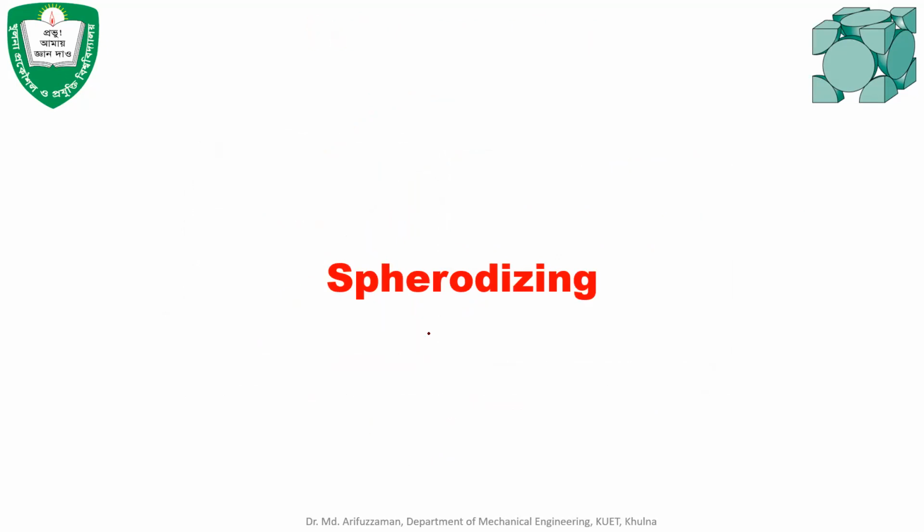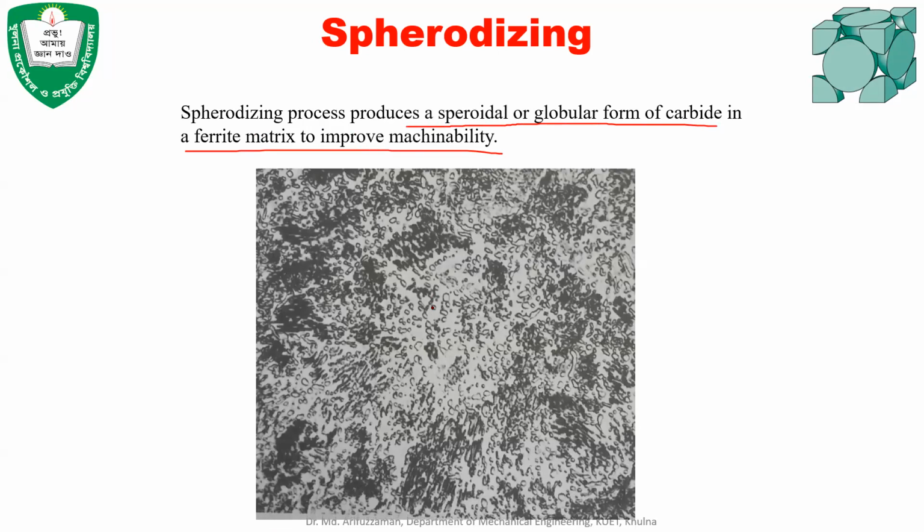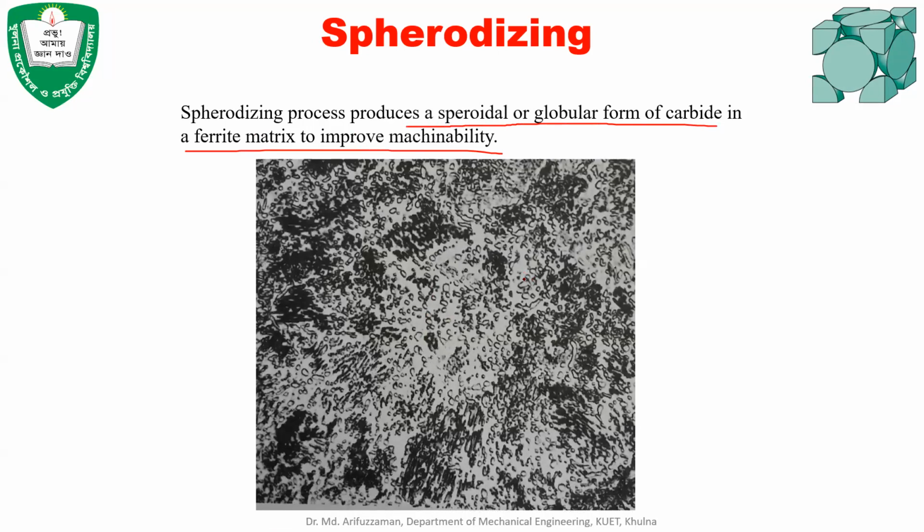All right, so the next one is spheroidizing. It's a very simple process of obtaining a spheroidized product. Spheroidizing is the process that produces spheroidal or globular form of carbide in a ferrite matrix to improve machinability. That means the carbide that has been produced in the microstructure can be modified.